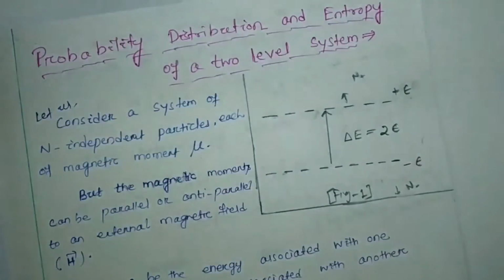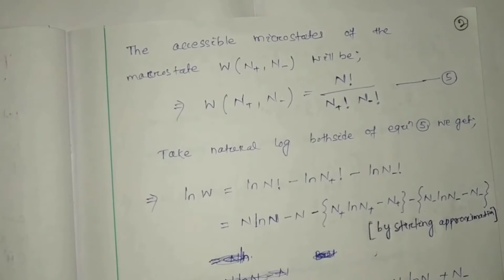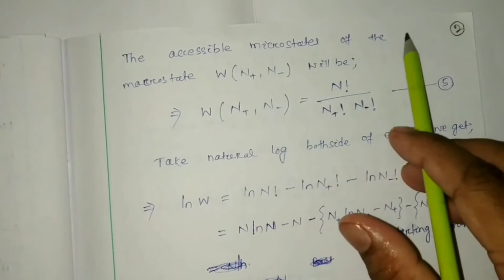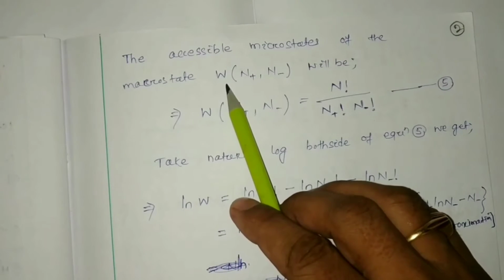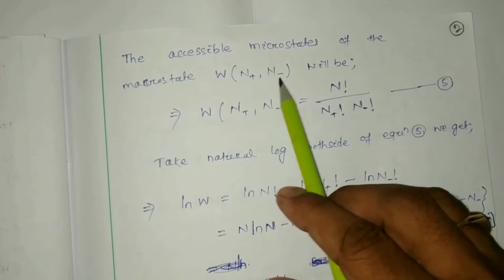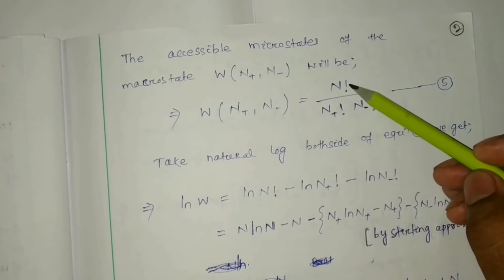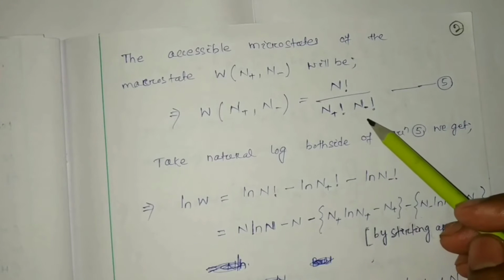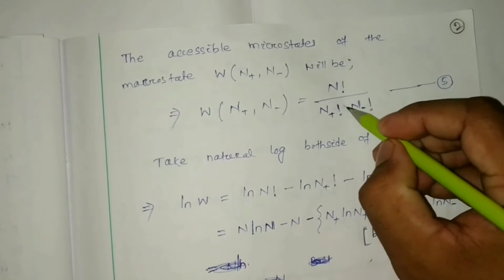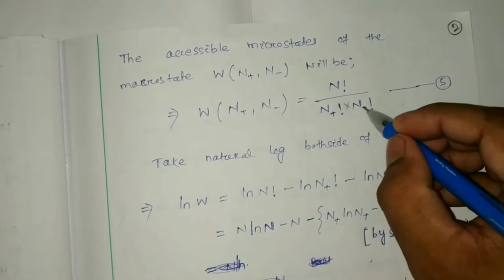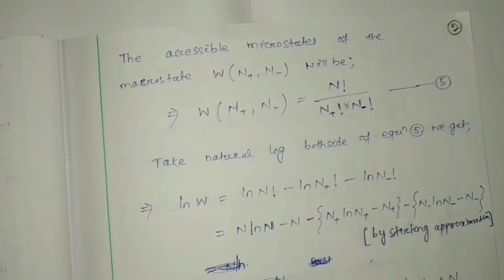The same thing has been written here: the accessible microstates of macrostate W(n plus, n minus) will be equal to N factorial divided by n plus factorial into n minus factorial. Let this be equation number 5.